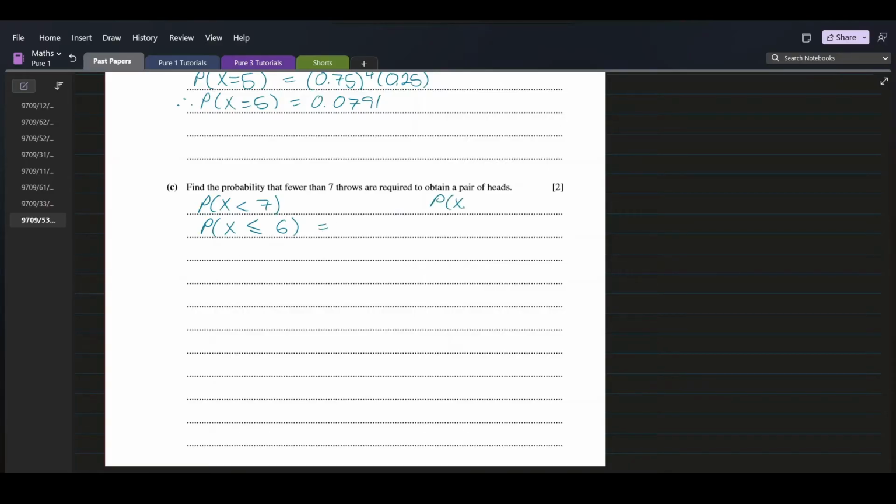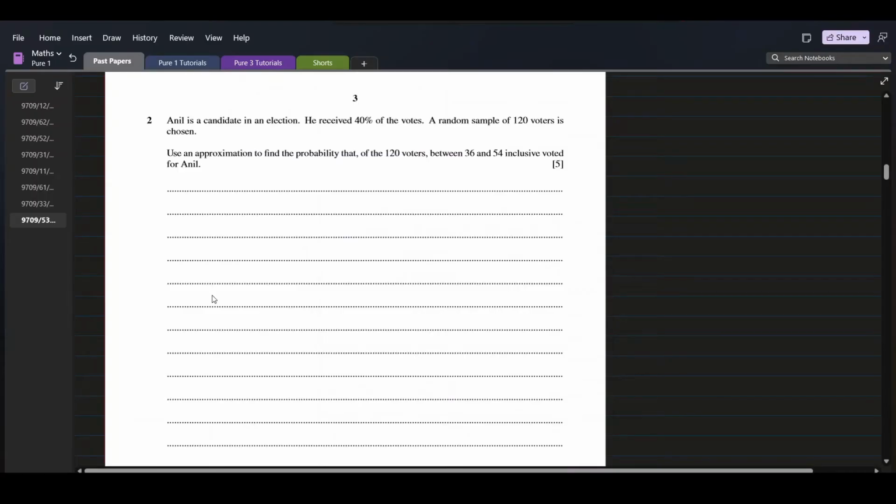The probability that x is less than or equal to r is equal to 1 minus q to the power r. So in this case, that's 1 minus q, which is 0.75, to the power of r, which is 6. So we can punch this into the calculator. That is 1 minus 0.75 to the power 6, and that gives us 0.822. And that's our final answer.